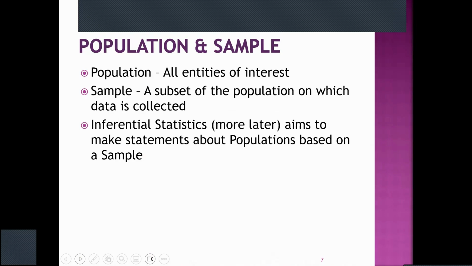A population is all of the entities that we're interested in, and in many cases we can't actually get measures for all of the entities of interest, so we take a sample, which is a subset of the population that we collect data on. Later, we're going to learn to do inferential statistics, where we take our sample and look at the data and analyze it, and then use that to make claims about the population based on that.